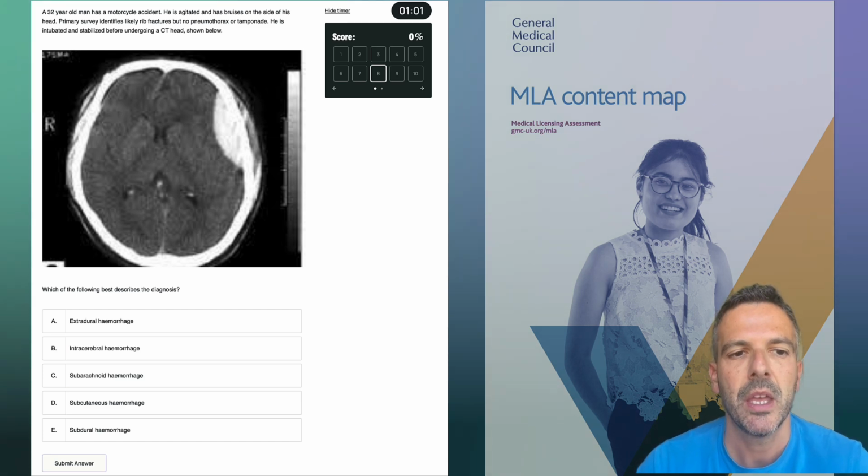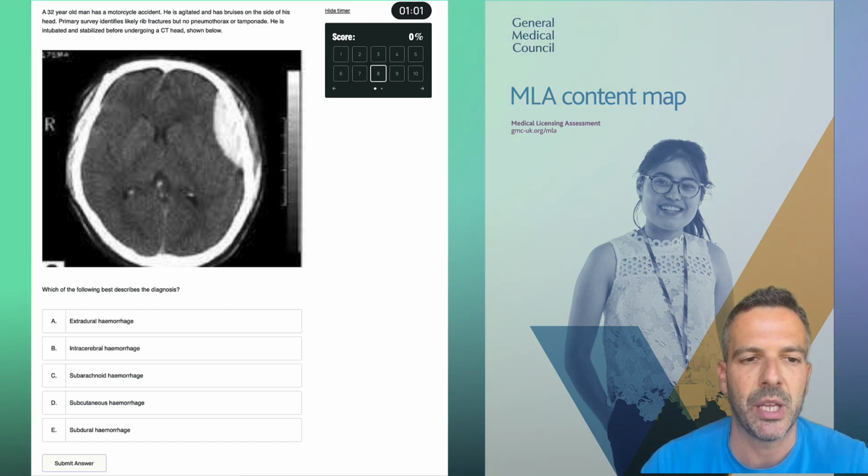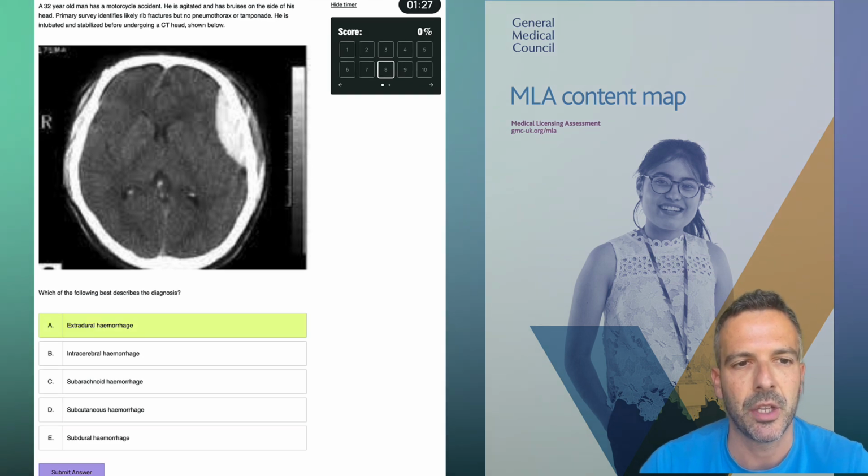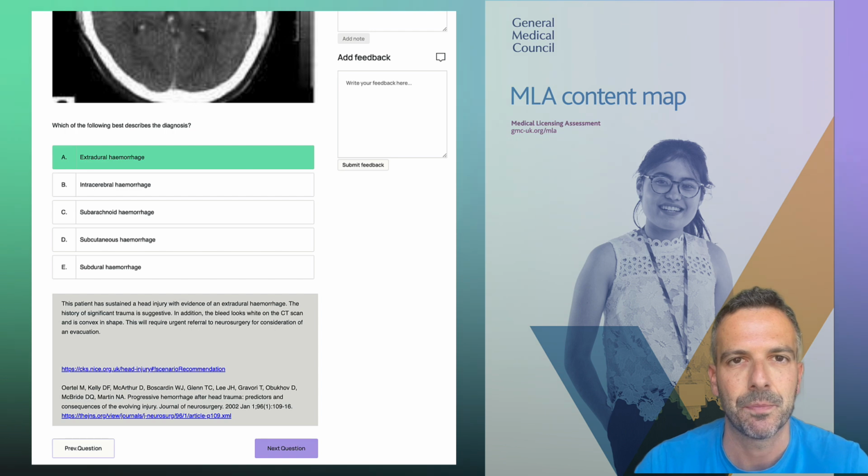Now let's look at the options available. Extradural hemorrhage, intracerebral hemorrhage, subarachnoid hemorrhage, subcutaneous hemorrhage, or subdural hemorrhage. Let's click on the answer that we think is correct, which is extradural hemorrhage, and indeed that is correct. And if you look at the bottom, there's an explanation here, and that this patient requires urgent neurosurgical intervention.